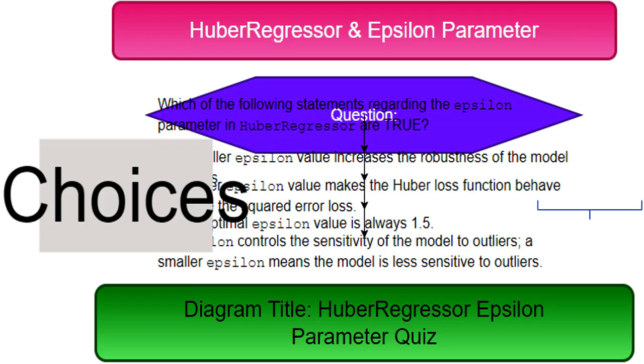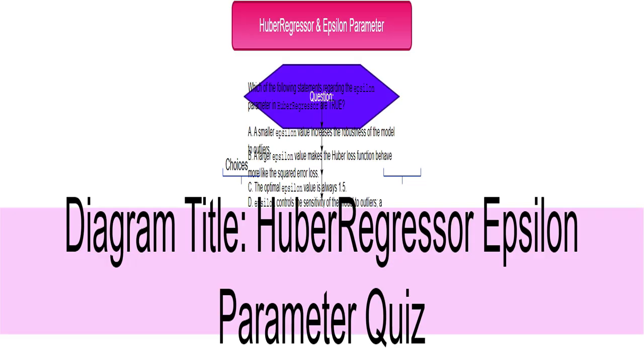These are the 4 choices given in the multiple-choice quiz question. This is just the title of a possible diagram that might visually explain the effects of different epsilon values. It's not directly relevant to my explanation of lines 1 to 10.